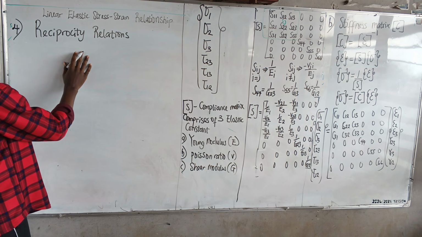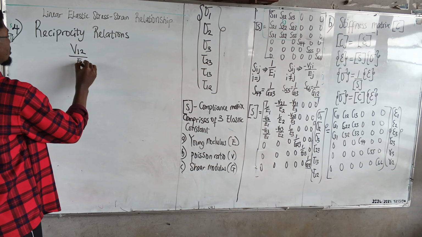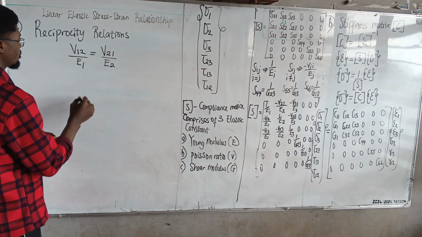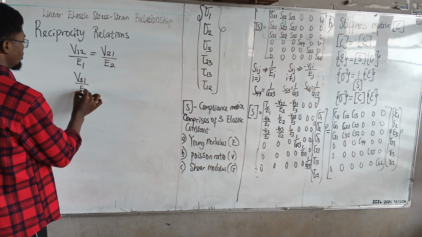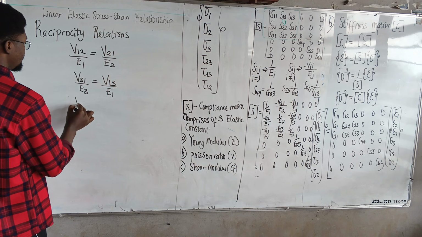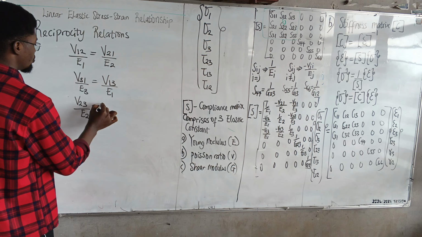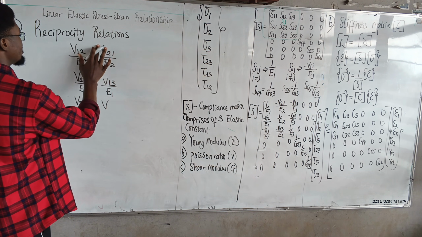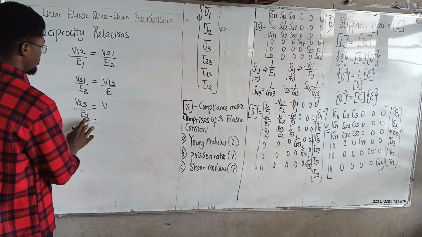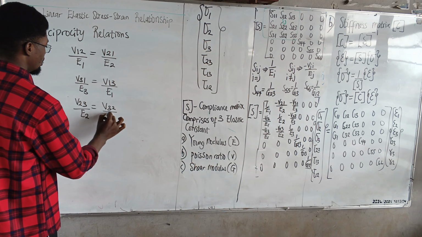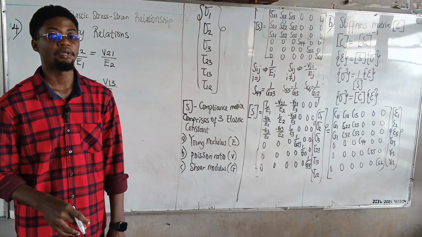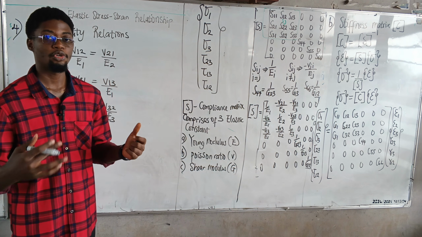So what's the first relationship? V12 over E1 is equal to V21 over E2. They are symmetric. So that's the first one. V31 over E3 is equal to V13 over E1. And also V23 over E2 is equal to V32 over E3. Remember, this V, our Poisson ratio, is a small v. Do you get me? It's not like velocity, it's a small v. These three reciprocity relations are very important in solving this problem. Why? Because they help us to simplify the math. It makes it much easier for us.